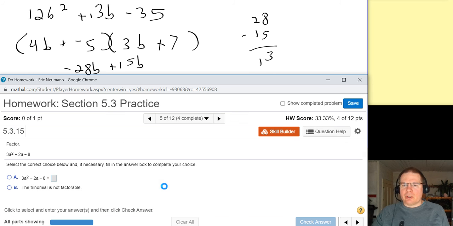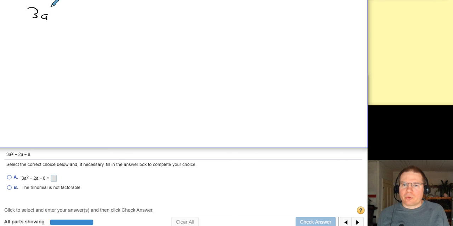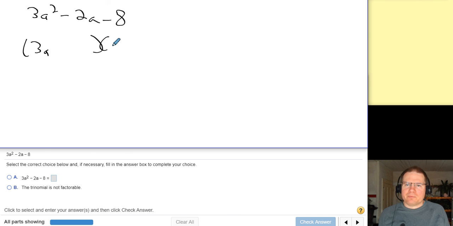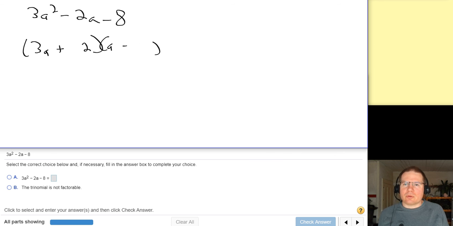Okay. Next, 3a squared, oh, back to a prime number, great. 3a squared minus 2a minus 8. Again, a minus, so one's got to be plus, the other's got to be minus. Could be 1 and 8, I'm going to guess 2 and 4. Okay, 4 times 3 is 12. And 2, no, that difference is not 2. So let me switch around those 2 and 4. 6 and 4. Yes, that difference is 2.